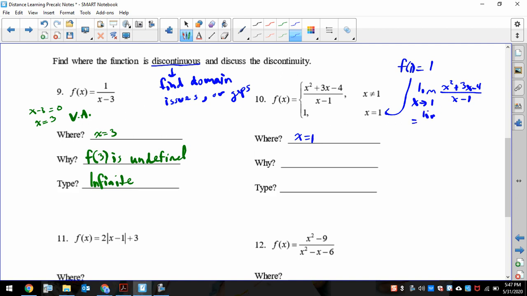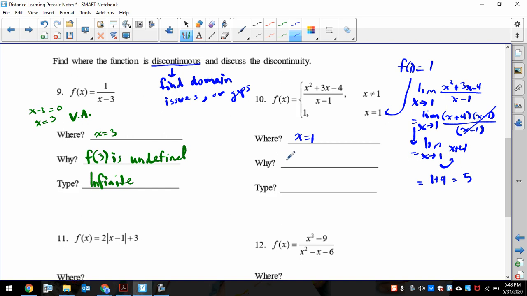And we can factor the numerator. So let's go ahead and do that. x plus 4 times x minus 1. And the x minus 1 factor is removable, so it goes away. And so we have the limit as x goes to 1 of x plus 4. And then we can just plug in the 1, which is just going to be 1 plus 4, or 5.